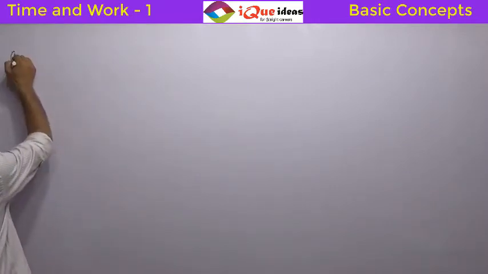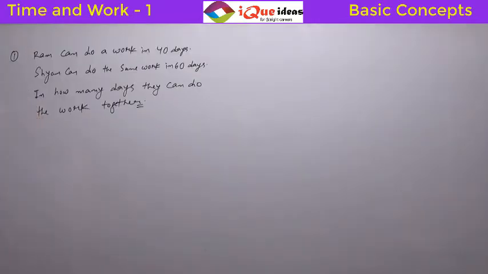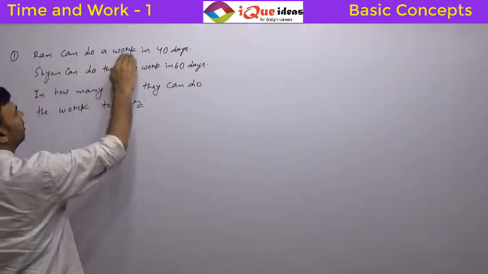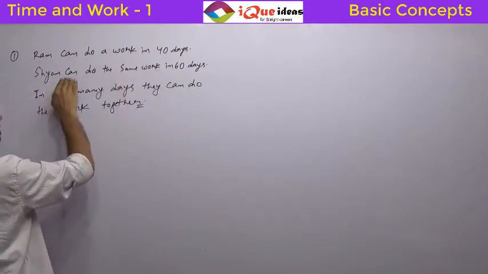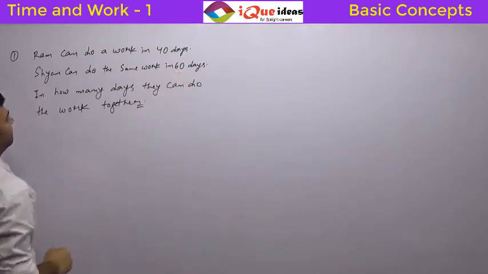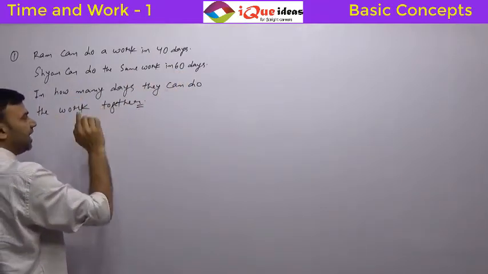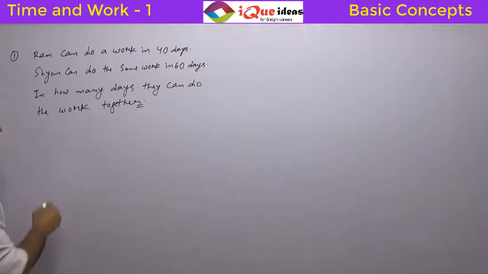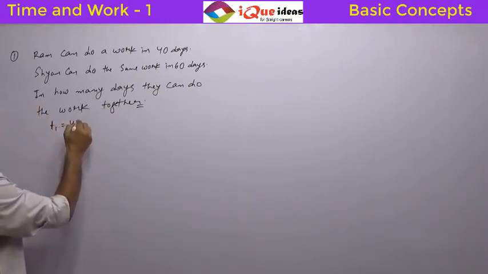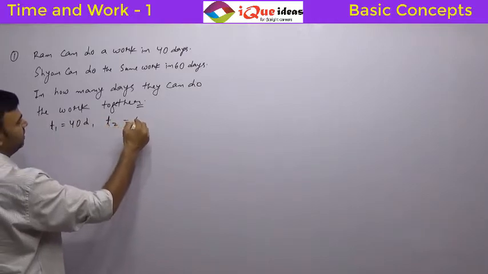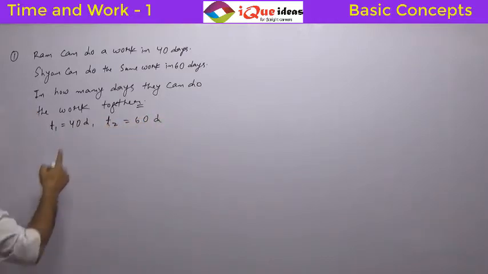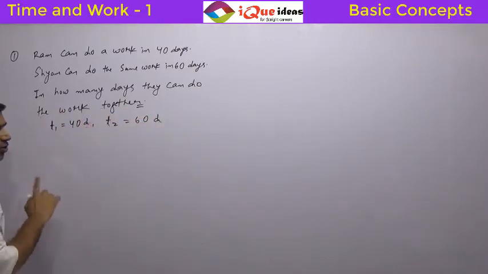Alright, let's take up this one. Now let's look at this question. It says Ram can do a work in 40 days. Shyam can do the same work in 60 days. In how many days can they do the work together? Now this is a direct question of the formula method. We have T1 equal to 40 days, T2 is equal to 60 days. So straight away we can calculate, because there is no break in between. Nothing is mentioned, so there is no break.